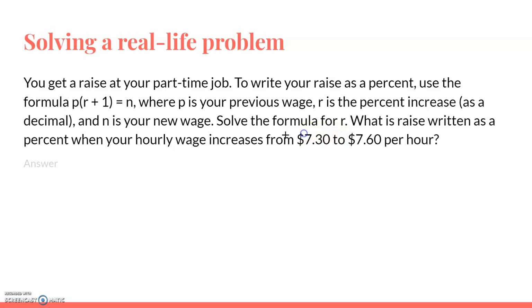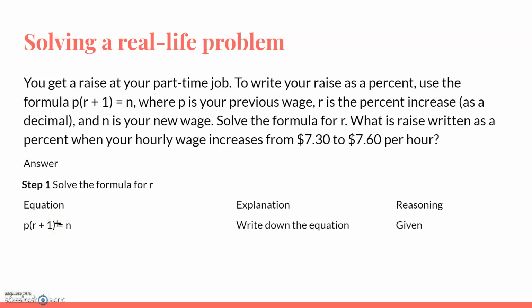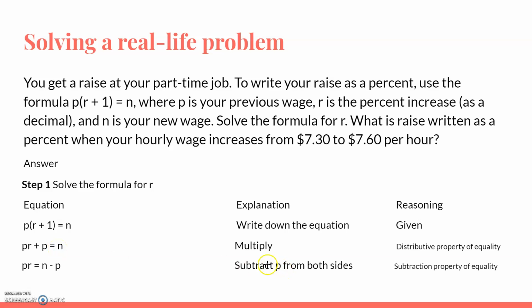Alright, so now that you're back, first off, step 1, we have to solve the formula for R. So let's write down our formula. P(R + 1) = N, and then we're going to distribute the P into the parentheses, so that gives us PR + P = N, and then we're going to subtract P from both sides, which gives us PR = N - P. That's the subtraction property of equality.